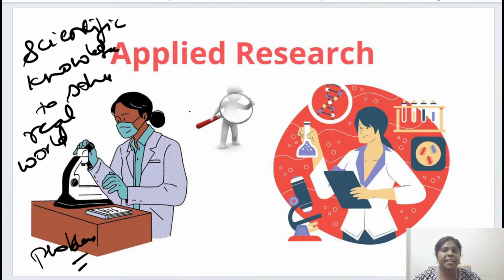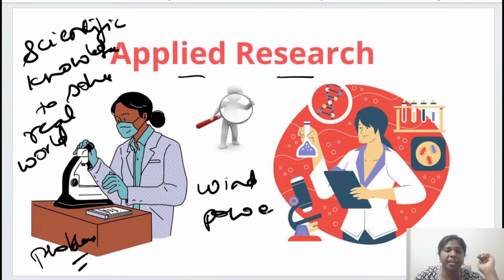So in the applied research, we use the scientific method to solve real problems, for example, using the wind power. When we are going to the windmills, there are windmills, no?